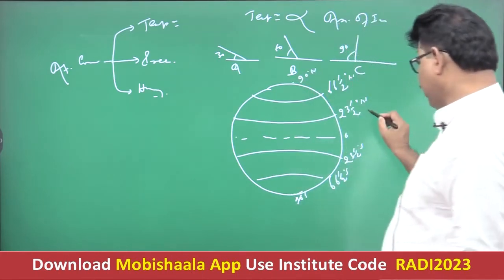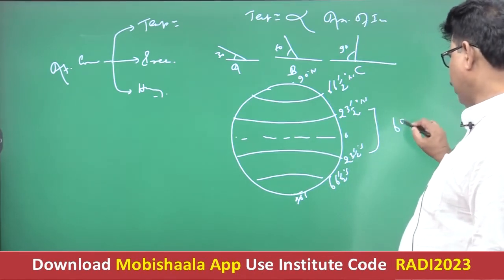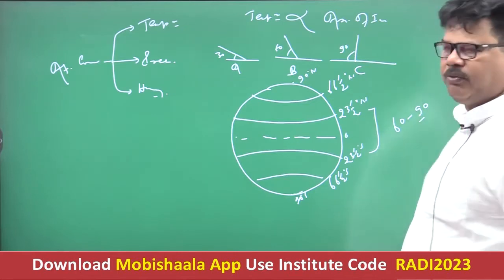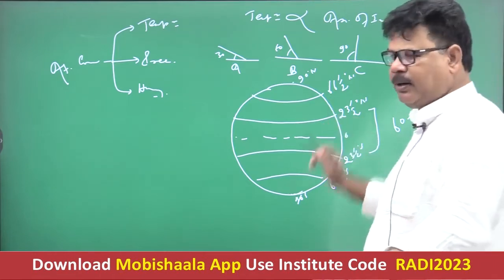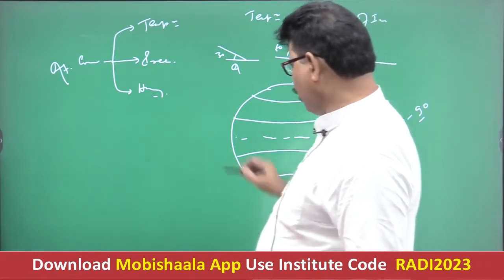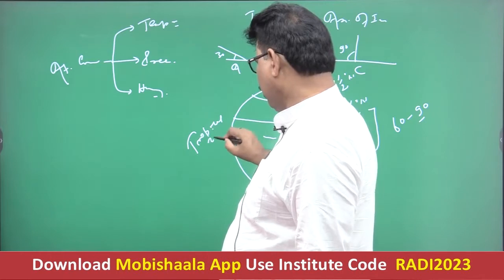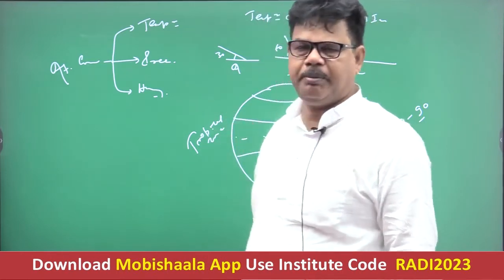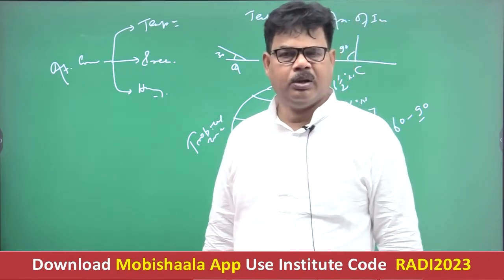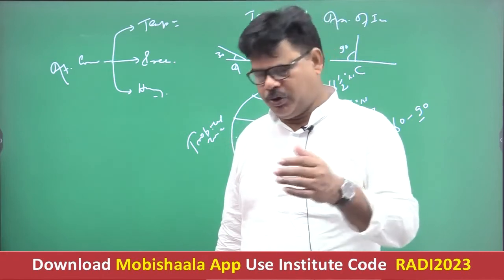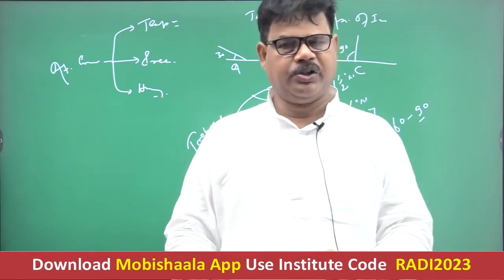In this zone, the angle of insolation ranges between 60 and 90 degrees. The highest angle of insolation is recorded. That's why this zone is the high temperature zone and is referred to as the tropical zone. In the tropical zone, the temperature is highest because the angle of insolation is maximum. This area is also referred to as the macrothermal zone or energy surplus zone.